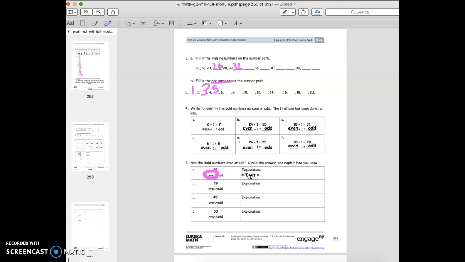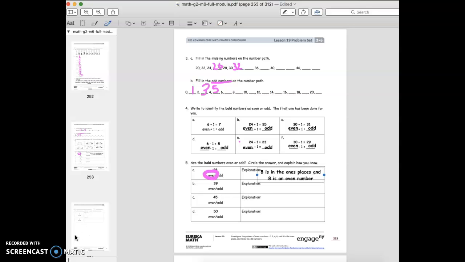My explanation is going to be because there's an 8 in the ones place, and 8 is an even number. That will be my explanation here.